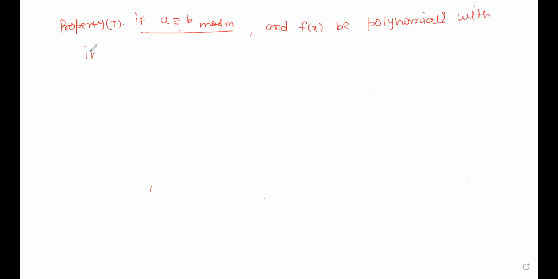Property number 7 is that if a is congruent to b modulo m, and f(x) be a polynomial with integer coefficients, then f(a) is congruent to f(b) modulo m.